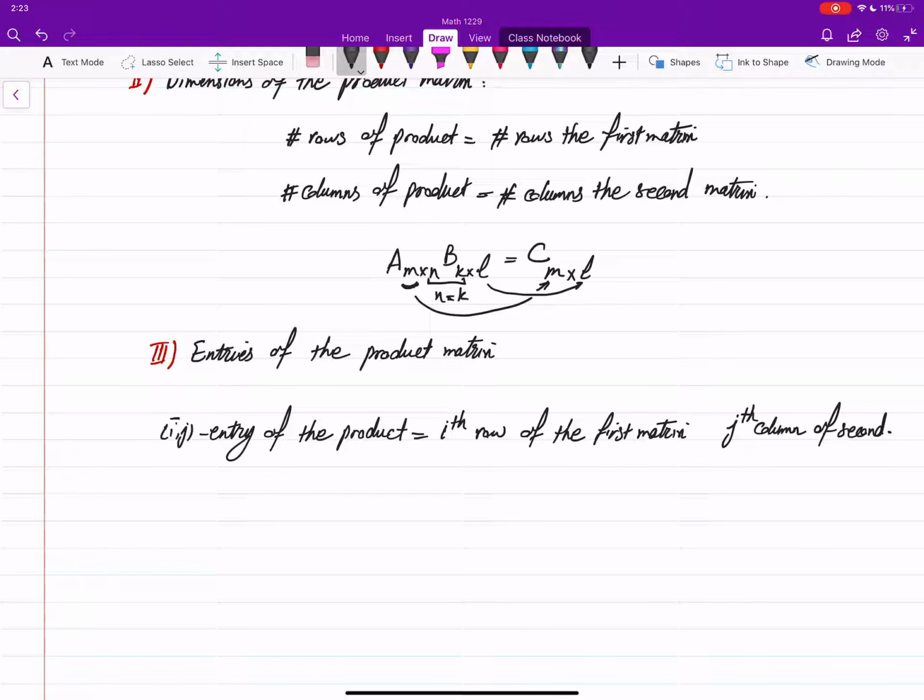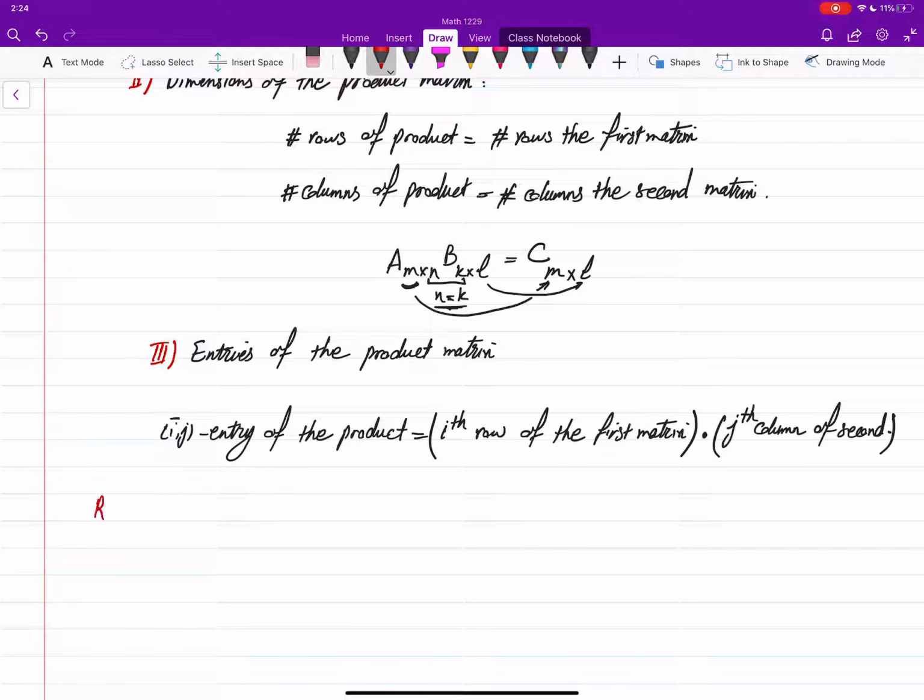Since the product is well defined, that means that the row of the first one and the column of the second one will have the same number of components. You take them as vectors and find their dot product. In other words, you multiply the corresponding entries and then add them. Okay, we will do some examples and you'll see how it works. But for now, keep this in mind: the ijth entry of the product is the ith row of the first, jth column of the second one, find the dot product.